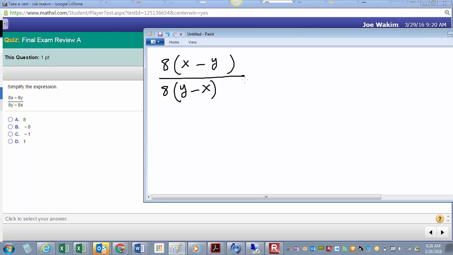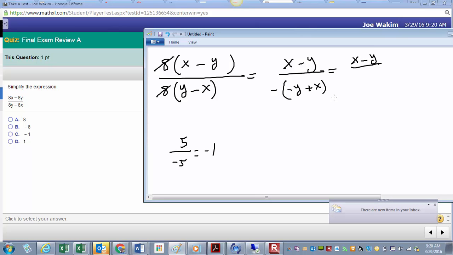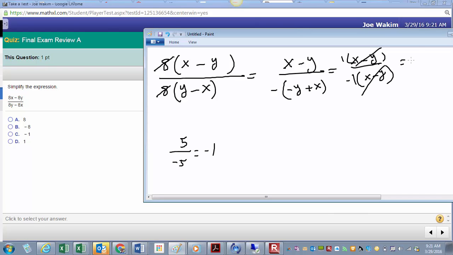And therefore, 8 and 8 will cancel. But notice these are opposite. If you have 5 over negative 5, that's a negative 1. So let me show you why. X minus y over, take minus as common factor here. So that's going to be minus y plus x. Remember, if you distribute the minus, you get y minus x. So we didn't change anything. But then this is equal to x minus y over x minus y. So now, remember we have a 1 here, a 1 here. So these will cancel. What's 1 over negative 1? That's a negative 1. So that whole thing can be simplified to negative 1.